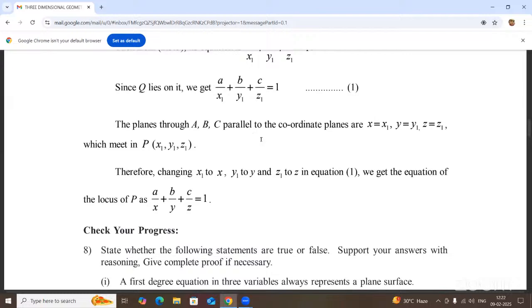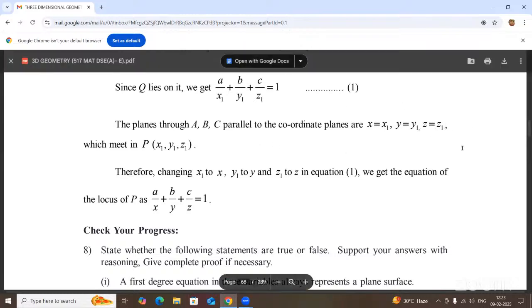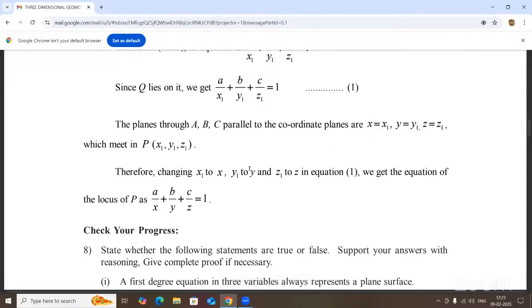The plane through A, B, C is parallel to the coordinate planes. Replacing x equal to x1, y equal to y1 and z equal to z1, that is the locus of P. Changing x1, y1, z1 to x, y, z in equation 1, the equation of the locus of capital P is a by x plus b by y plus c by z equal to 1.